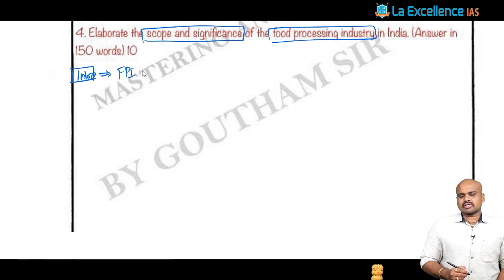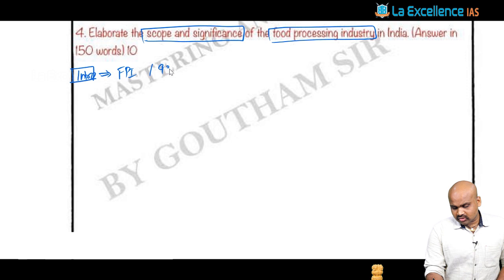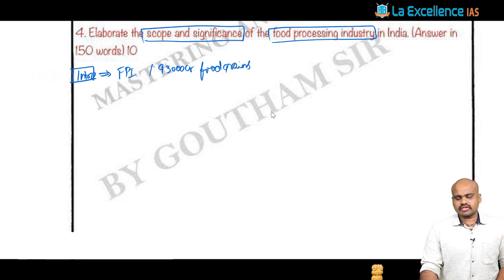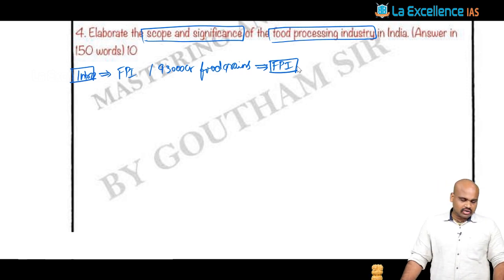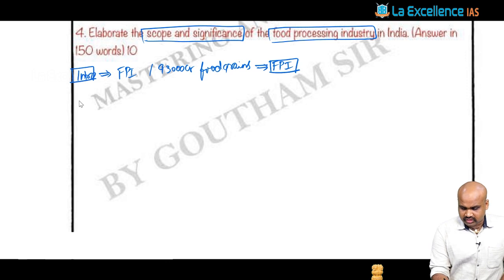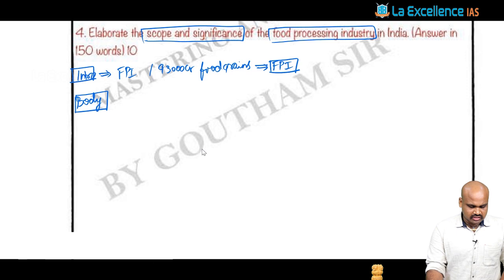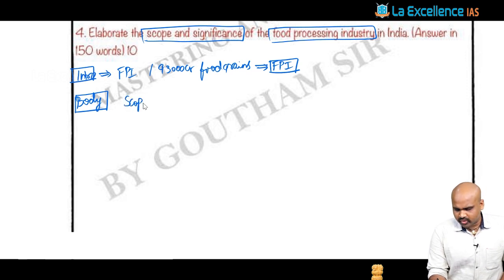Or if you have to talk about something else, we can also say that around 93,000 crore worth of food grains have been wasted, and in that context the food processing industry becomes the need of the hour to minimize the wastage. So you can start off talking about the significance of the food processing industry, and then when we enter the body, the first thing we have to talk about is the scope of the food processing industry.